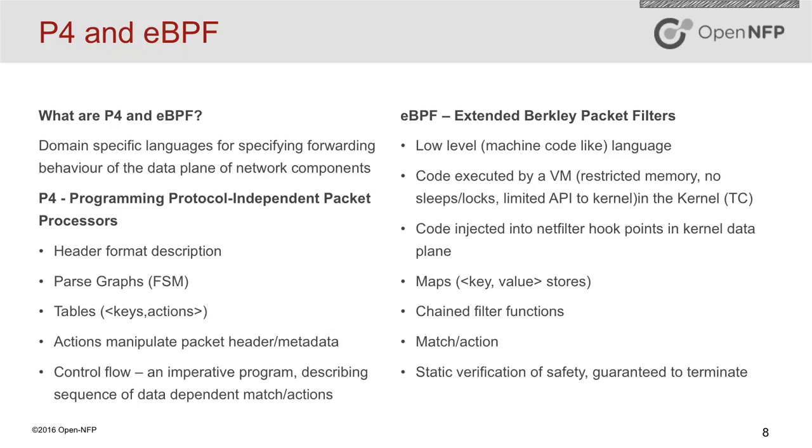Code is injected into various hook points in the kernel data plane, allowing us to actually process packets as they come in and out of the kernel stack. We have in eBPF maps, which are essentially key value stores, which can be shared between user mode processes and the kernel. And we have these filter functions which can be chained together, which allow us to have multiple actions that can be operated over the same packet. We have the concept of match actions, as before, as we've seen from P4.